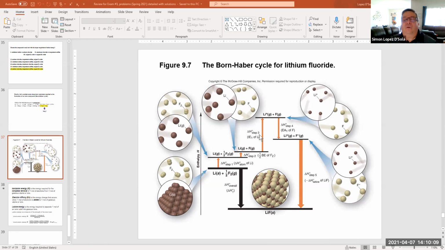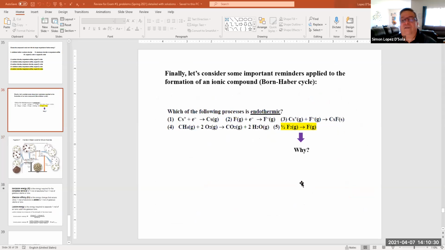So as a conclusion, ionization energy, which is the loss of electrons, is an endothermic process, and electron affinity is an exothermic process, which is the inverse. And in this case, this is the lattice energy. So doing that analysis, you will see the reason why the answer is 5.